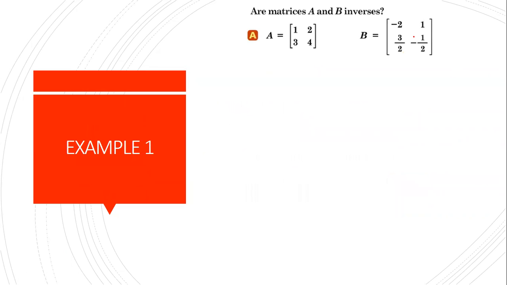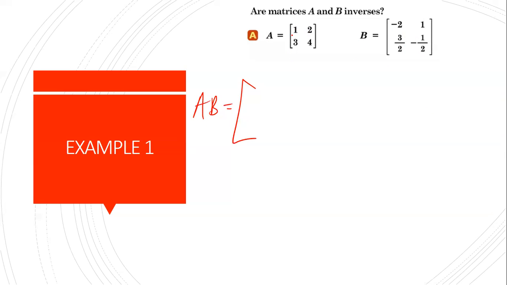So let's start with this one. We have A equals 1, 2, 3, 4, and B equals -2, 1, 3/2, -1/2. So here they are both square matrices, so we know that there's a chance that they are inverses of each other. And so we're going to multiply. So remember, when you're multiplying, it's the elements in the row times the elements in the column.